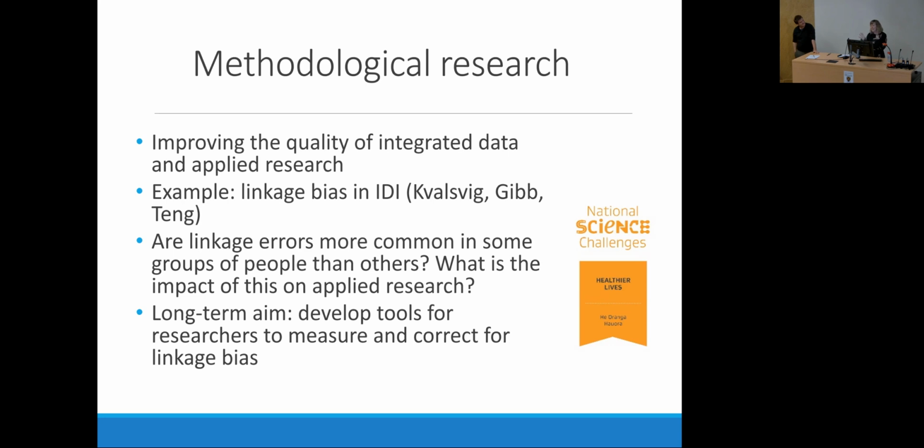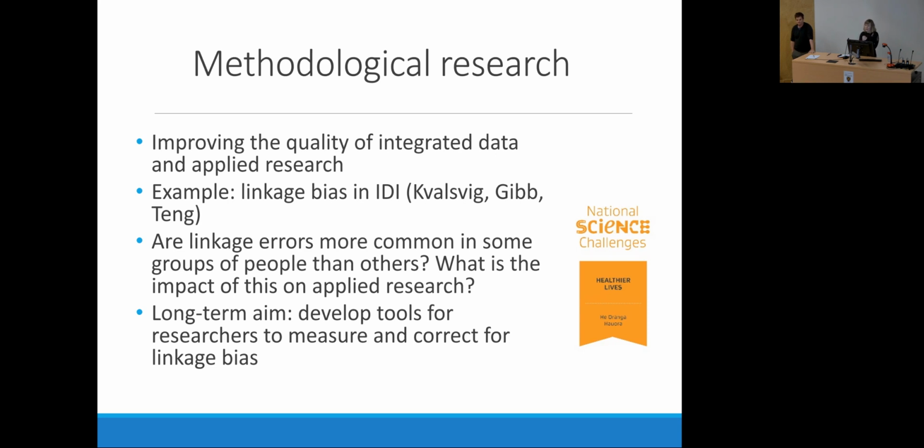Yeah, so when data gets linked up in IDI, there's two ways that it can go wrong. So you can miss a link that should be there, so two records don't get linked together when they should be, or you can link records for two different people together when they shouldn't be. So you can have a false link or a missed link. And if those types of linkage errors are not evenly distributed across the population, then it might cause bias.